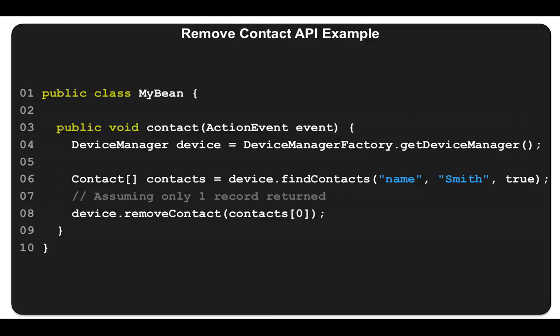As an example, again, we've got the contact action listener grabbing the device manager, and you can see on line 6 I'm attempting to find a contact, and I'm getting a number of contacts back where the contact name equals Smith. Then on line 8 I'm calling remove contact, but I'm only removing the first contacts element in the array, so that's the contacts 0 element. Whatever that contact is, we'll be removing that from the address book.